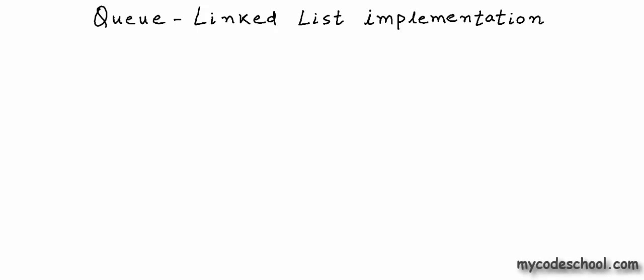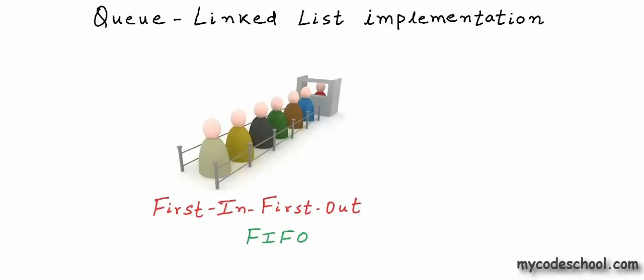In our previous lesson, we saw how we can implement queue using arrays. Now in this lesson, we will see how we can implement queue using linked list. Queue, as we know from our previous discussions, is a structure in which whatever goes in first comes out first.